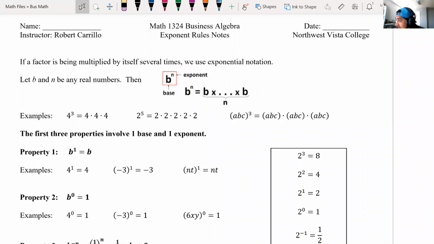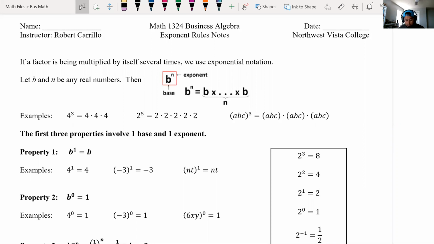Today we have exponent rules. I did say 2.5, but 2.5 comes after exponent rules. So today, these notes are just refreshing you on the rules of exponents that you hopefully know. And if you don't, well, you'll know them after this lesson.